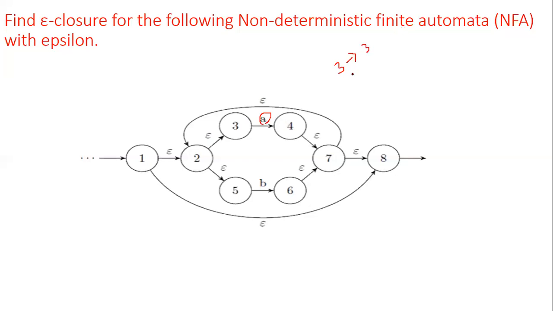Okay. For state 4, the epsilon closure of 4. 4, 7, 8. You have to include the particular state also. Okay, so 4, 7, 8. Good. Then for state 5, only 5. Okay, state 6: 6, 7, 8. And for 7: 7 and 8.